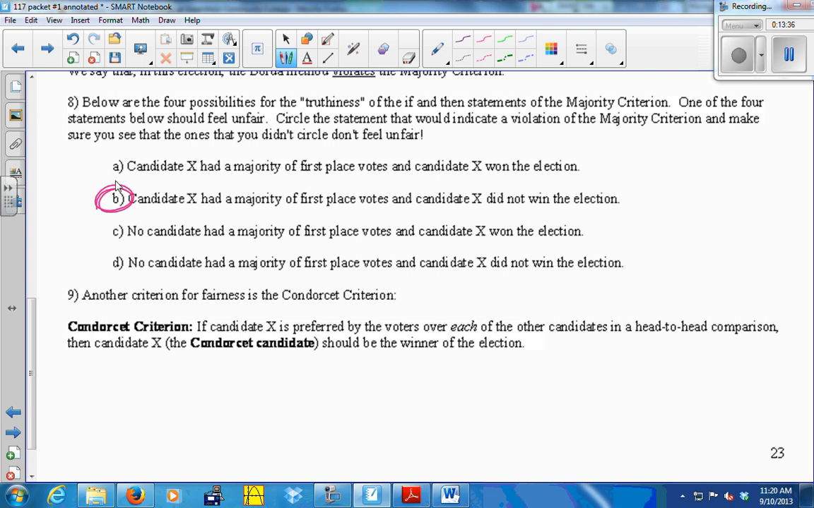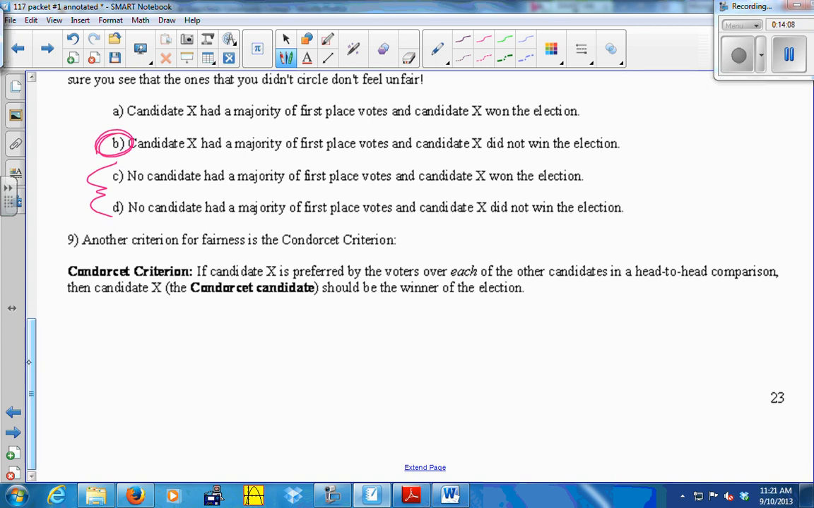People can get very confused with the last 2, right? Where somebody who wins, even though they didn't have a majority, that doesn't violate the majority criterion. If no one has a majority, the majority criterion says nothing about who should be the winner, right? It just says that if someone has a majority, they should be the winner. But if no one has a majority, the majority criterion says nothing. Okay, does this make sense?